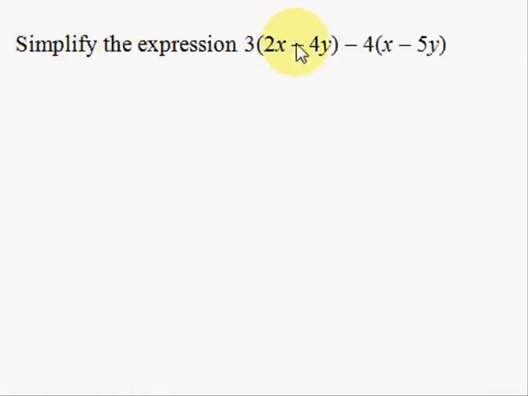So today we're going to look at basic algebra, in particular collecting terms and removing brackets. Simplify 3(2x minus 4y) minus 4(x minus 5y). Open the brackets. Remember, a minus times a minus gives a plus.